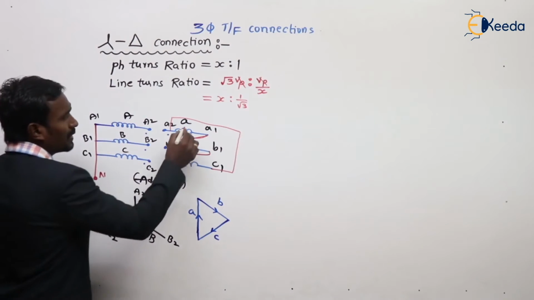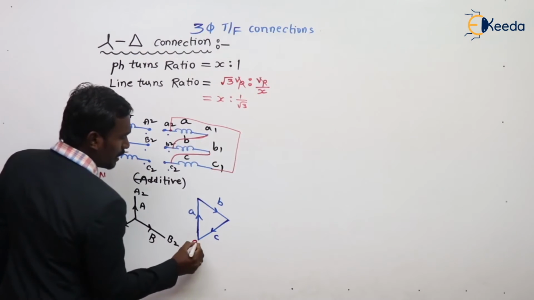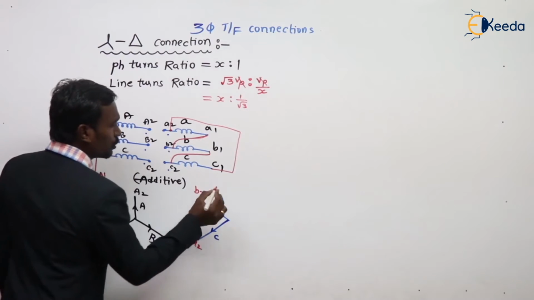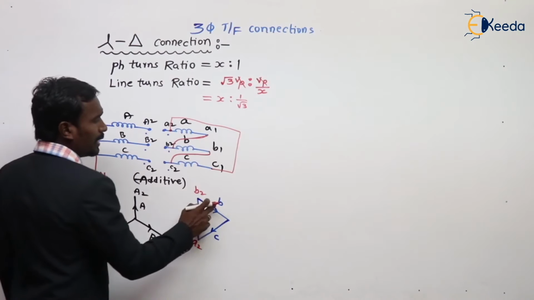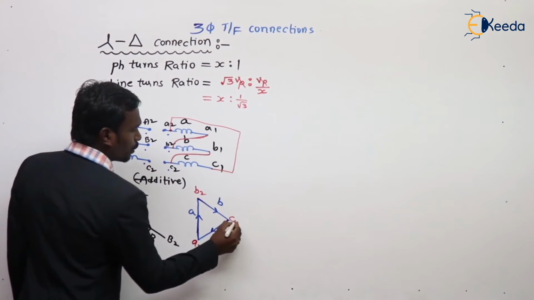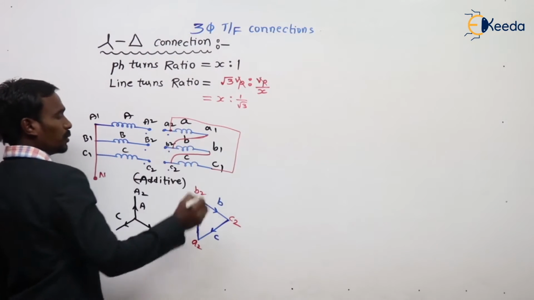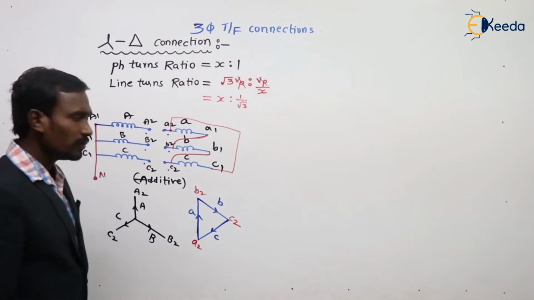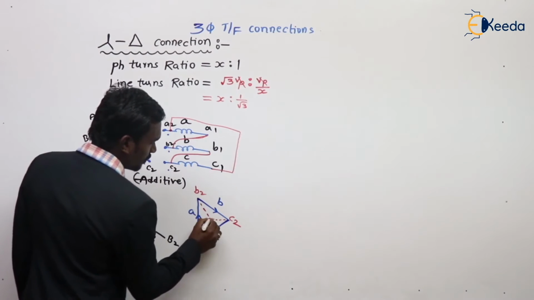Now let's see, A is in between A2 to B2. B is in between B2 to C2. And C is in between C2 to A2. And this represents a star in this delta.